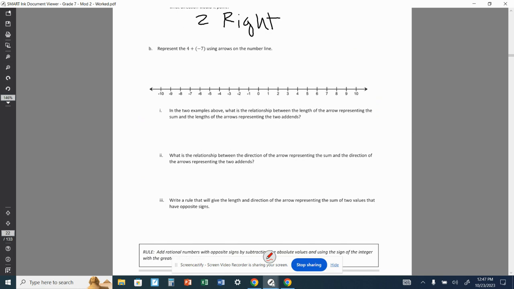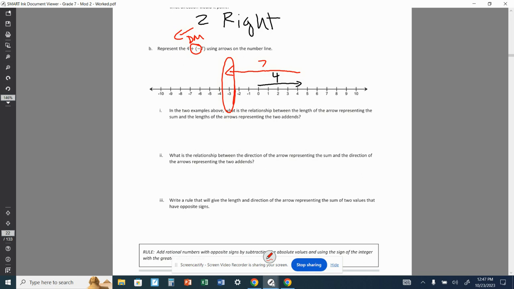Represent 4 and -7 using the arrows on the number line. So again, starting from 0, we go 4 spaces, and then -7. Remember, we're doing opposite symbols. These don't match, so we're moving to the left. This would be going 1, 2, 3, 4, 5, 6, 7 spaces. We would end right here, right?